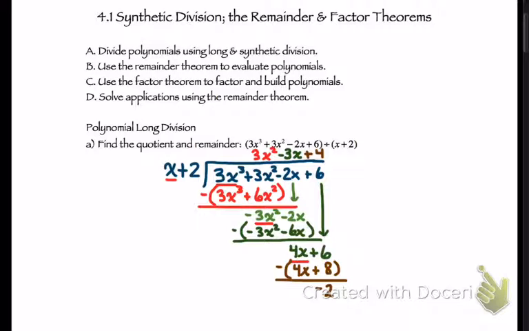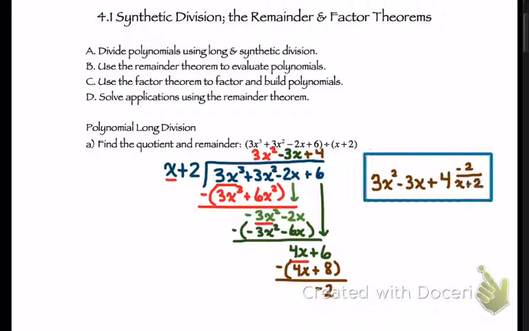It said find the quotient and the remainder. How do I write that? I want you to write it like that. Think about the elementary school example we did. We put the quotient on the outside, put the remainder over. Remember, the x plus 2 is called your divisor. Okay, so understand that's your divisor. So there is my answer to this problem.